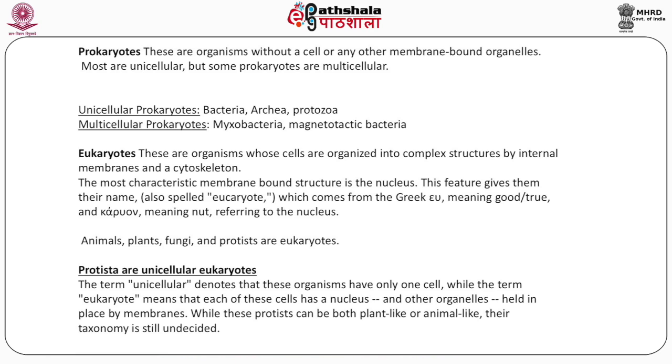Protista are unicellular eukaryotes. The term unicellular denotes that these organisms have only one cell, while the term eukaryote means that each of these cells has a nucleus and other organelles held in place by membranes. While these protists can be both plant-like or animal-like, their taxonomy is still undecided.